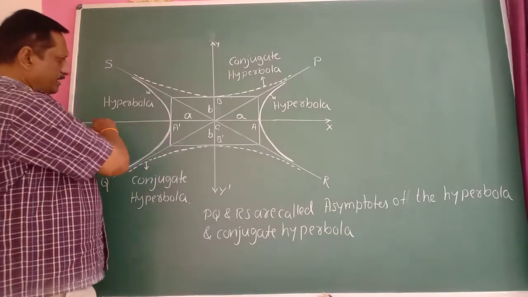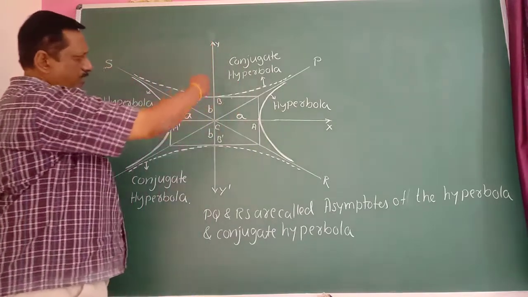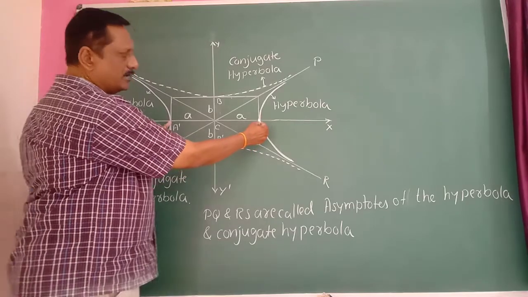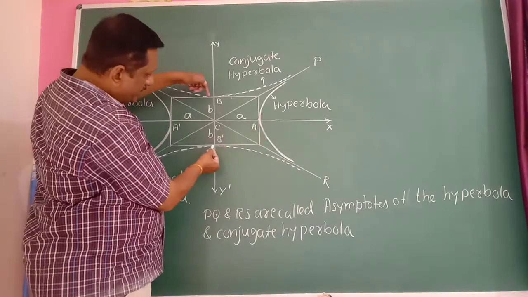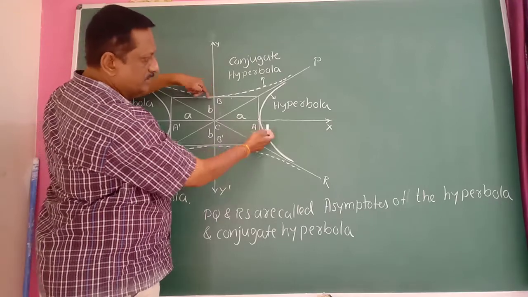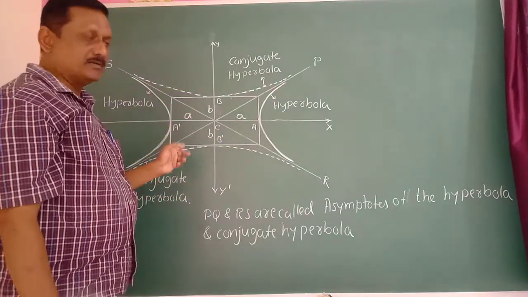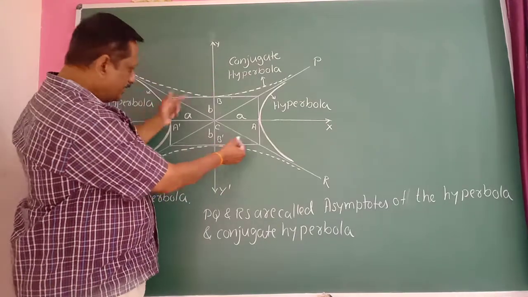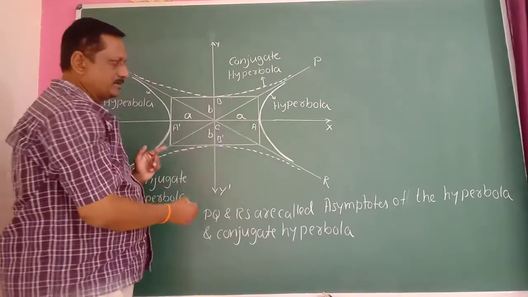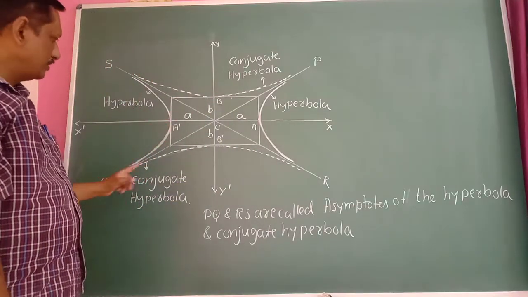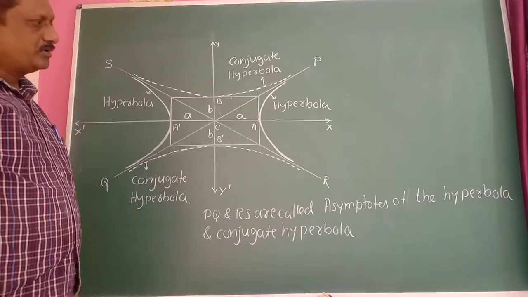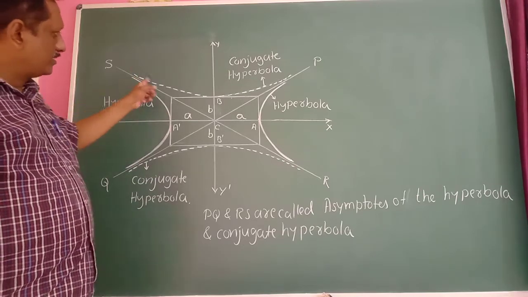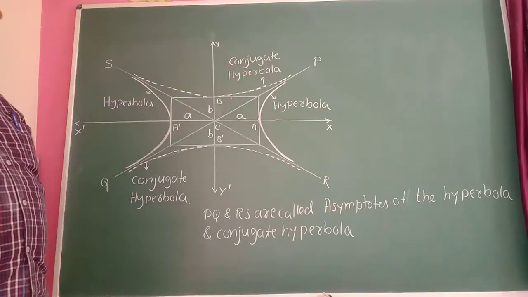So for the hyperbola, the x-axis is the transverse axis, and the y-axis is the conjugate axis here. Hence the length of the transverse axis is 2a, and the length of the conjugate axis is 2b for this hyperbola. For the conjugate hyperbola, the length of the transverse axis is 2b, and the length of the conjugate axis is 2a. Okay, here PQ and RS are called asymptotes of the hyperbola as well as the conjugate hyperbola. The dark curve is the hyperbola, the dotted curve is the conjugate hyperbola.